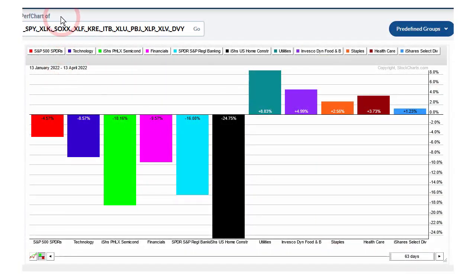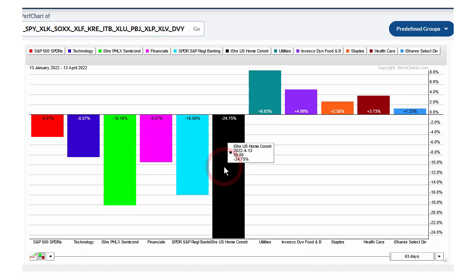So this perf chart here shows some offensive groups on the left. First we got SPY, then we got technology, semiconductors, financials, regional banks, and home construction. And this is a 3-month performance chart, and you can see all of these offensive groups are actually down. And then we can see the defensive groups, utilities, food and beverage, staples, healthcare, and dividends. These 3, 4, 5 are up. So the defensive groups are not only leading, but they're actually positive. And the offensive groups, they're not only lagging, but they're negative.